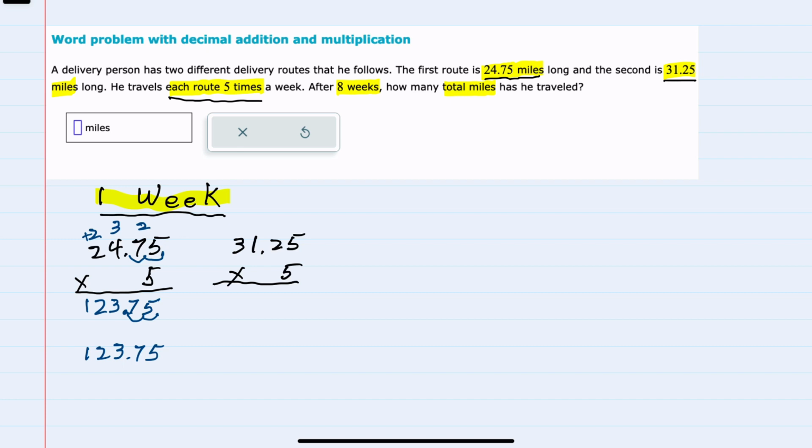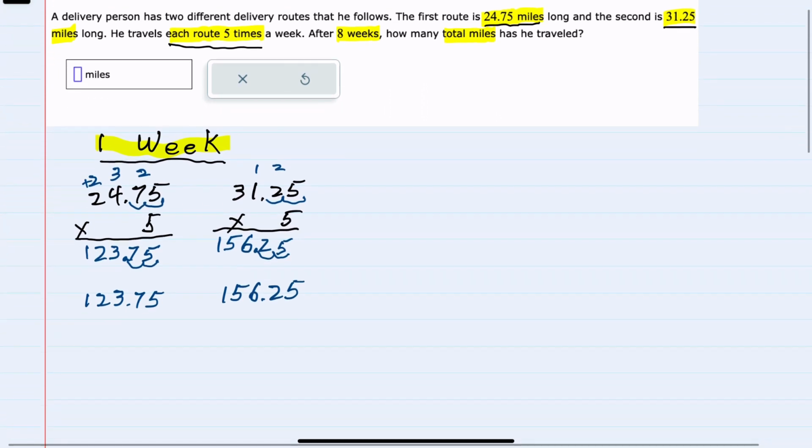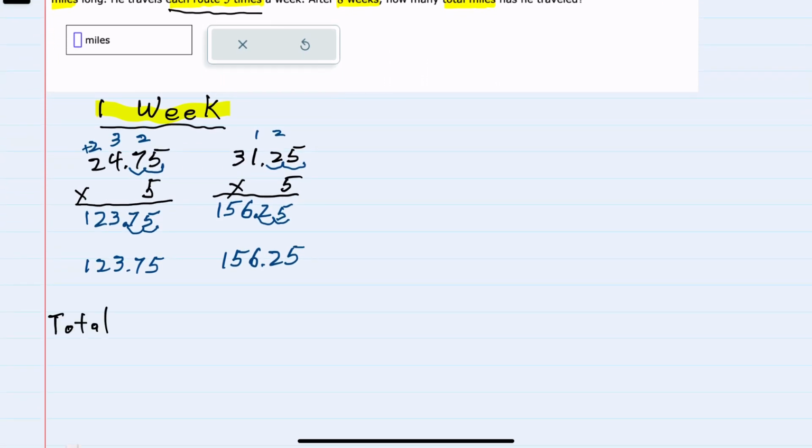Doing the multiplication here for part 2, 5 times 5 is 25, carry the 2. 5 times 2 is 10, plus 2 is 12, carry the 1. 5 times 1 is 5, plus 1 is 6, and 5 times 3 is 15. Again, to figure out where the decimal is, we have 2 decimal places, so we move this 2 decimal places. So route B is 156.25 miles.